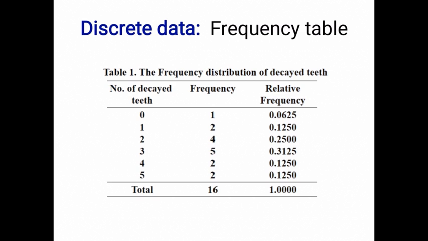Additionally, the frequency table also displays the relative frequency of each value. So now we need to calculate the relative frequency of each value. Divide the frequency of each value by the total number of observations. For example, the relative frequency of the value 0: the frequency is 1, and 1 divided by the total number of observations, 16, is the relative frequency.